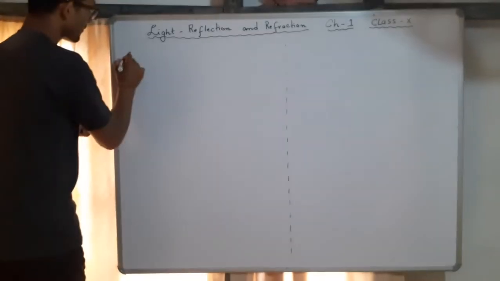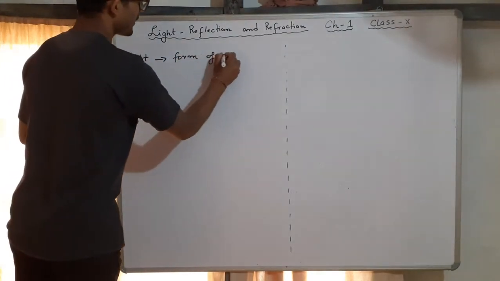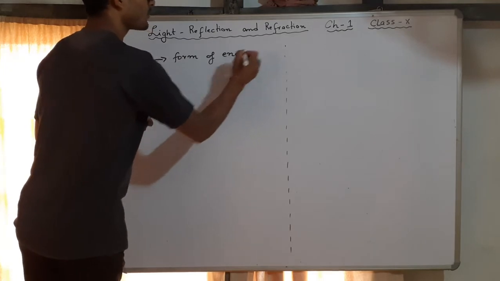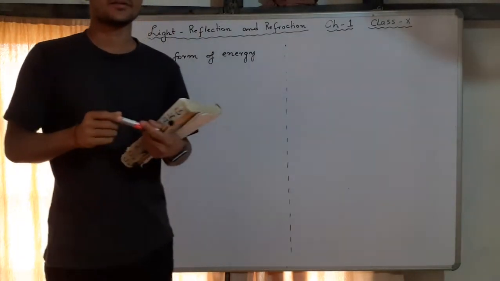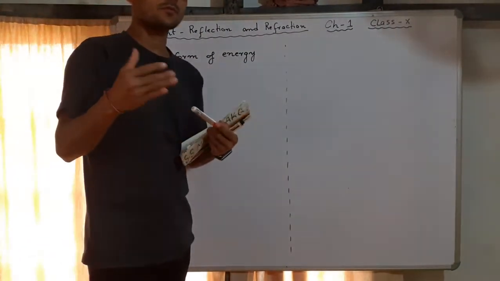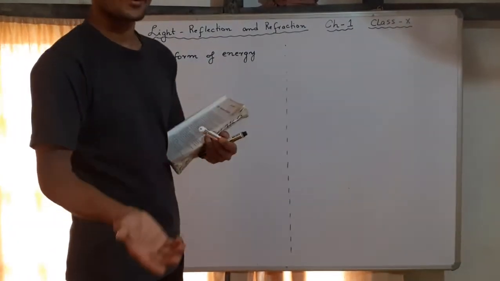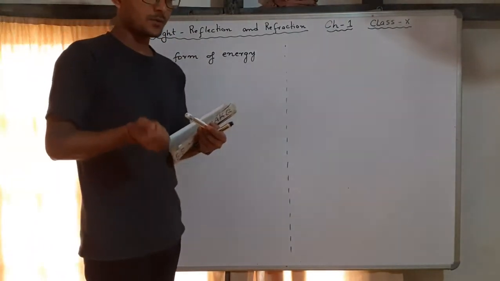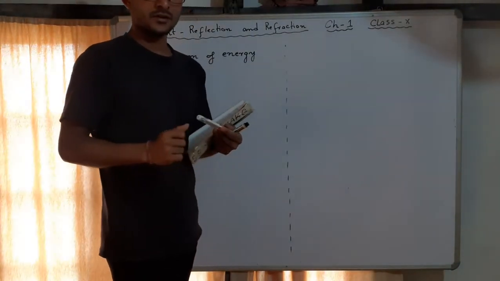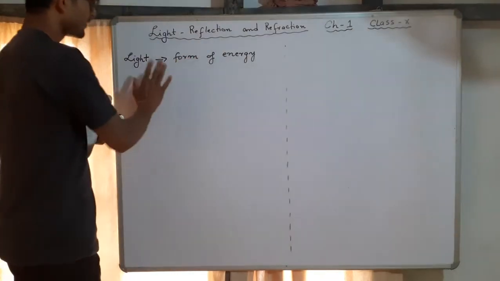You all know that light is a form of energy, just like other forms of energy. Energy can be converted from one form to another, but it cannot be created or destroyed. Suppose it is light energy, it can be converted into sound energy, electrical energy, chemical energy. In fact, every process we see around us is a conversion of energy. The debate is long, and beyond the scope of your class 10 syllabus, so we'll stick here to the idea that light is a form of energy.